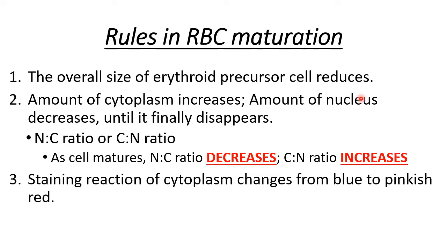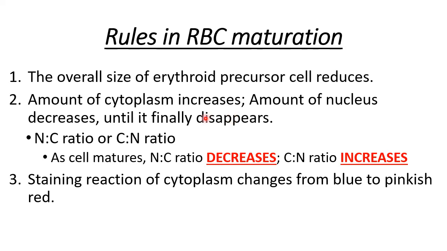Dito tayo with RBC maturation muna. There are rules na kailangan sundin ng mga precursor cells in order to produce a functional and well-matured RBC. Okay? Number 1 rule is that each cell will reduce its size as it ages or as it matures. Okay? And then, second, the amount of cytoplasm will increase as it matures and the amount of nucleus decreases until it disappears. Di ba? Remember, yung ating mature RBC, wala siyang nucleus.